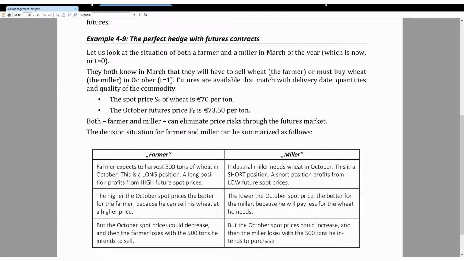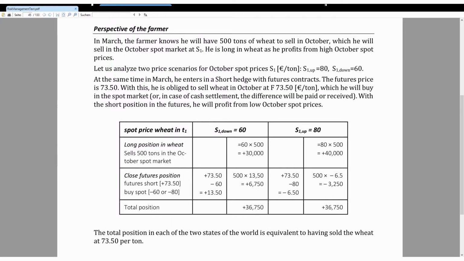We will analyze two situations in time 1. Either the spot price for wheat goes up to 80 or it goes down to 60. Right now, the spot price is 70 per ton and the October futures price is 73.50. That price is fixed and it won't change. Let's look at this from the perspective of the farmer. The farmer knows he will have 500 tons of wheat to sell in October, and is of course hoping for a high price. If that happens, his revenue will be 40,000. If the price goes down, his revenue will be only 30,000.